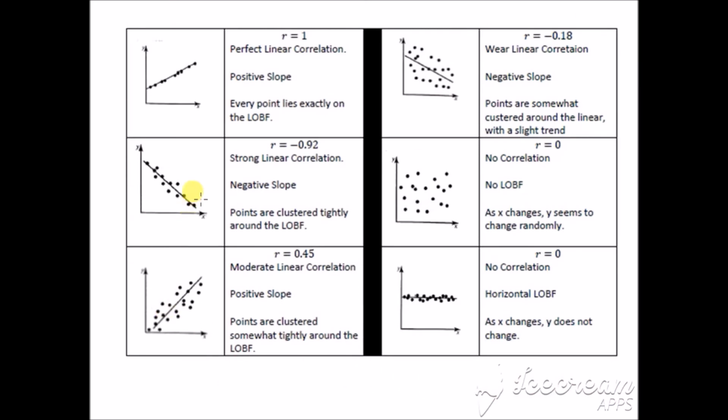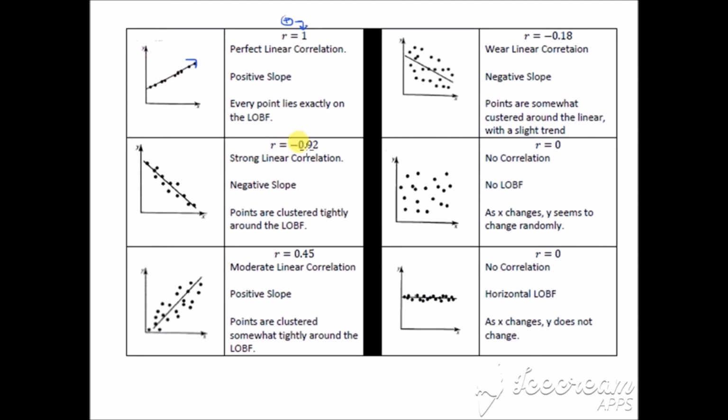So let's take a look at these different graphs. r equals 1. This is a perfect linear correlation. All of the points are in a line. Because this is a positive number, there's a positive slope. It goes up to the right. Every point lies exactly on the line of best fit. Remember, this could be positive or it could be negative. It could be going down.